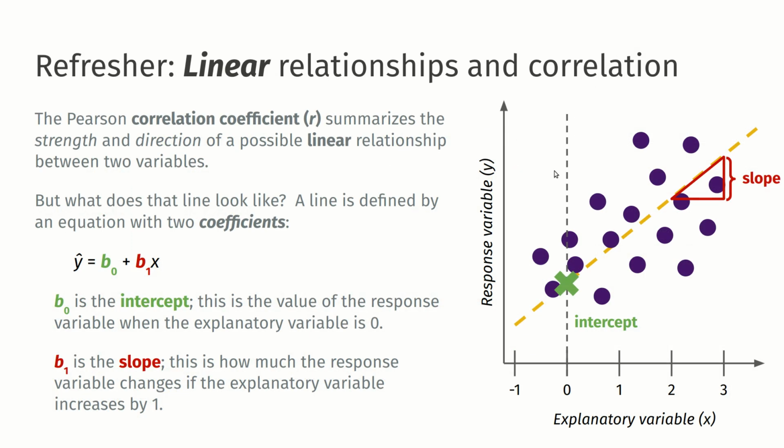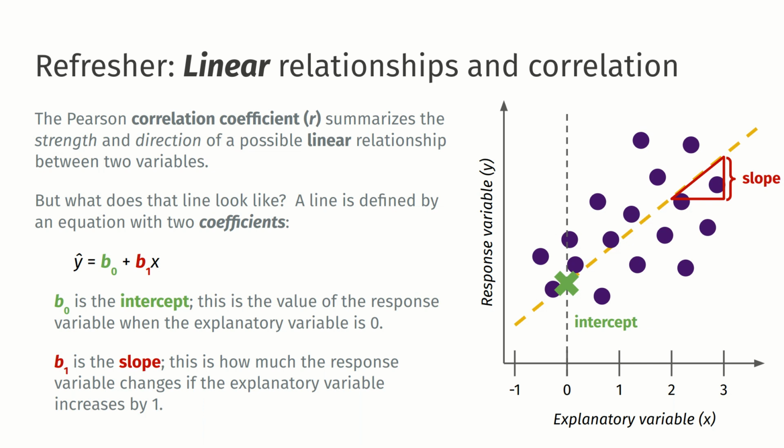Now, just to remind us of some concepts and terminology that we had when we dealt with linear regression and relationships between numerical variables way back in the first third of this course, you'll recall that we have the Pearson correlation coefficient, usually just written as R, that helps us to summarize the strength and direction of a possible linear relationship between two variables. And that's a useful way of summarizing the qualitative features of that relationship.